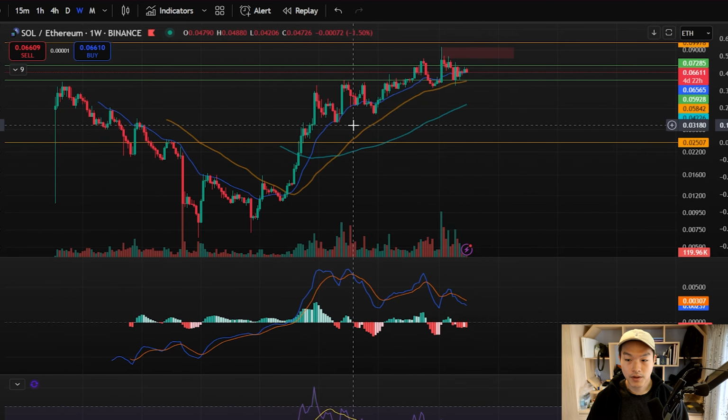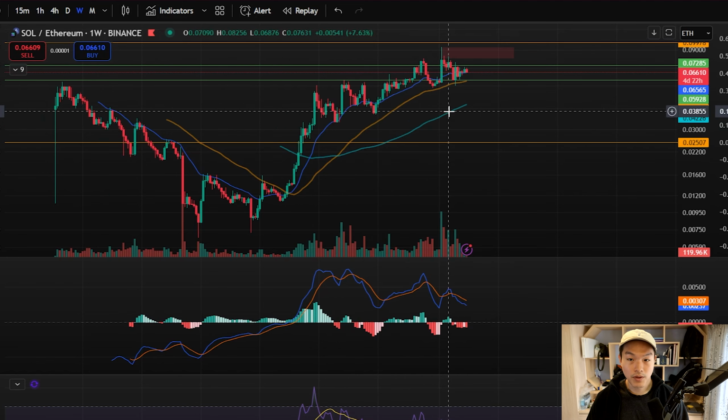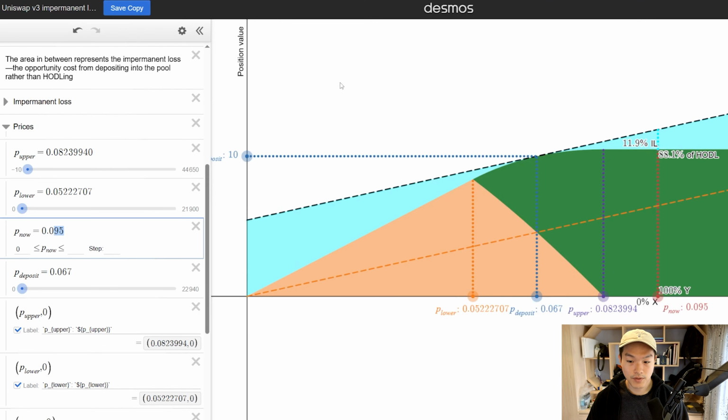And if we zoom out, we could look at the lower range too. Let's say the low of last year was around 0.032, right? So that's what I want to simulate next. Let's say the price goes to 0.032. So pretty big impermanent loss in this case, 33%.